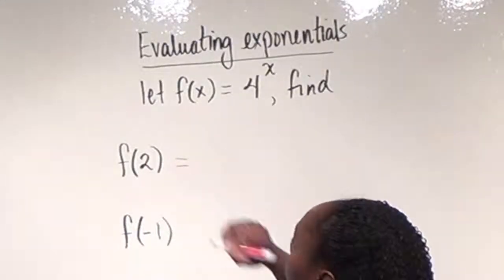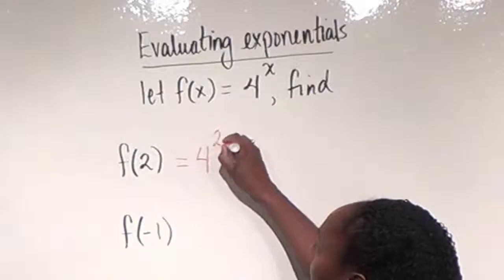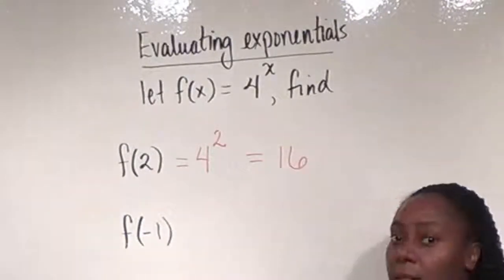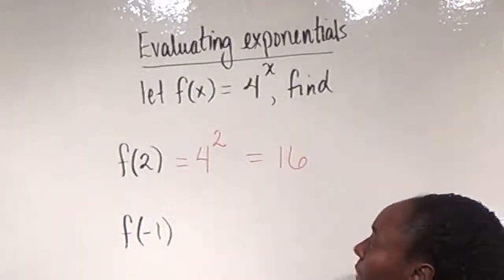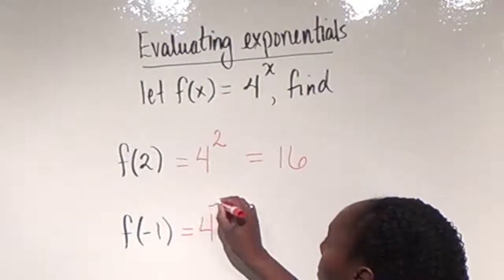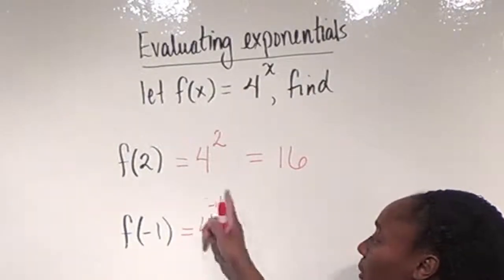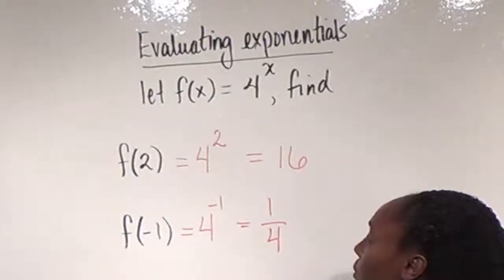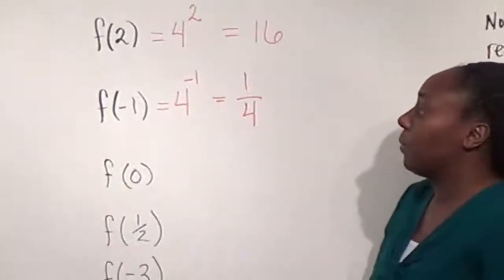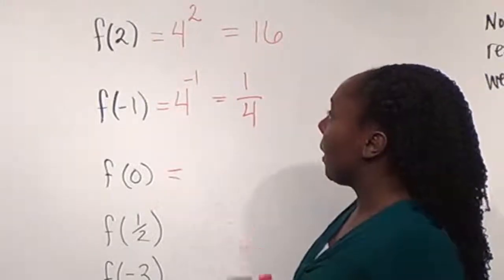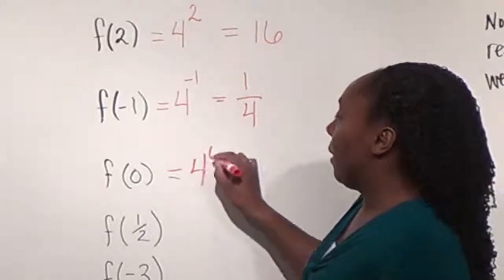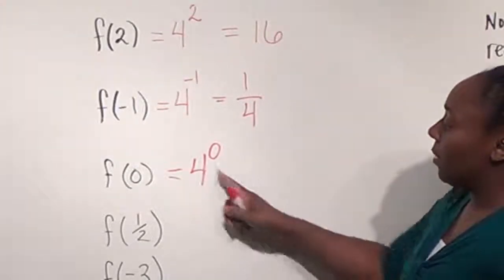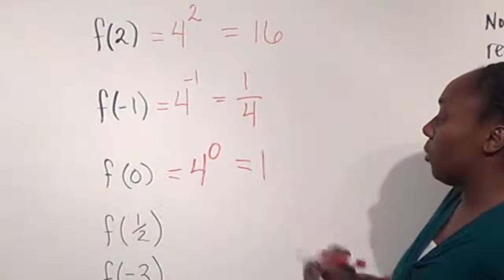So f of 2, in this case, would be 4 to the second power, which we can see is going to be 16. If I look at f of negative 1, looking at 4 to the negative first power, here we can use our properties of exponents to rewrite this as 1 over 4 to the first, or 1/4. At 0, we're looking at 4 to the 0. Again, we can see some of our basic properties there. So 4 to the 0, remember anything to the 0 power is just 1.